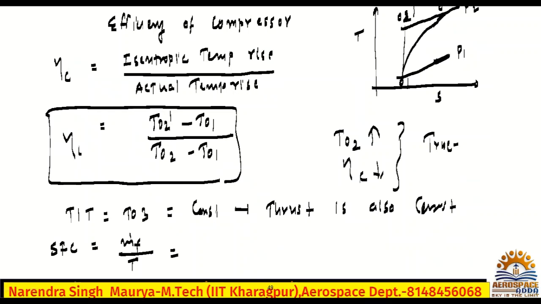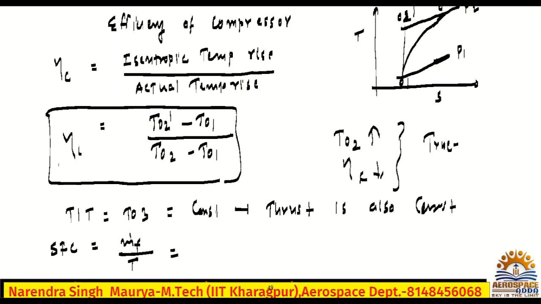If compressor efficiency is decreasing, then what will be the SFC? Compressor efficiency decreasing means T naught 2 is increasing. In the first statement they have said clearly, when the outlet temperature of the compressor is increasing, compressor efficiency is decreasing. That is true. Now they are saying if compressor efficiency is decreasing, then what will be the SFC?